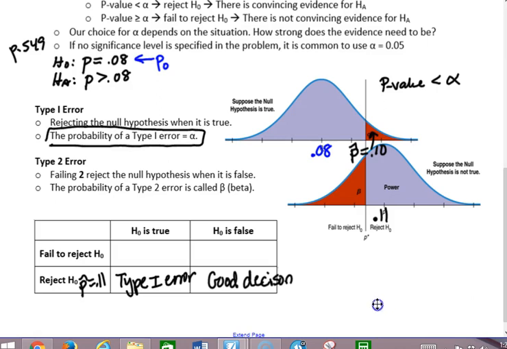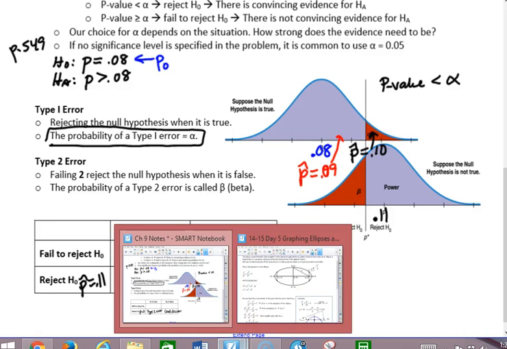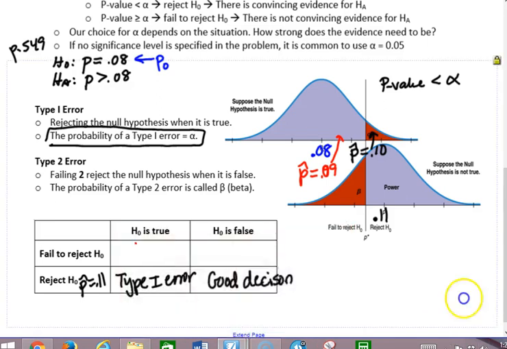Now, we could also make a type 2 error. A type 2 error occurs when maybe I get a p hat over here. So let's say I get a p hat of 0.09. And this p hat of 0.09 is close enough to the 0.08 that I don't reject the null hypothesis. And if the null hypothesis is true, failing to reject it is a good decision. That would be a good decision.